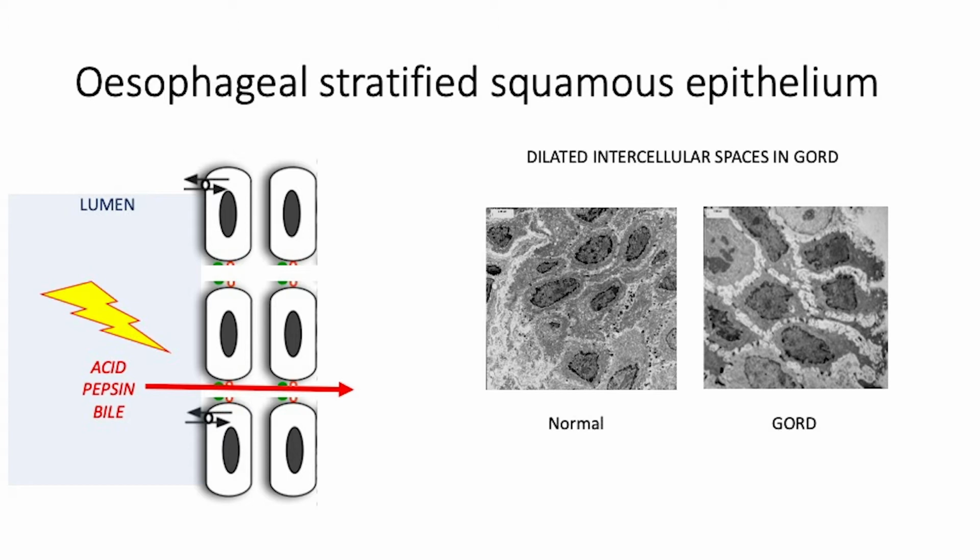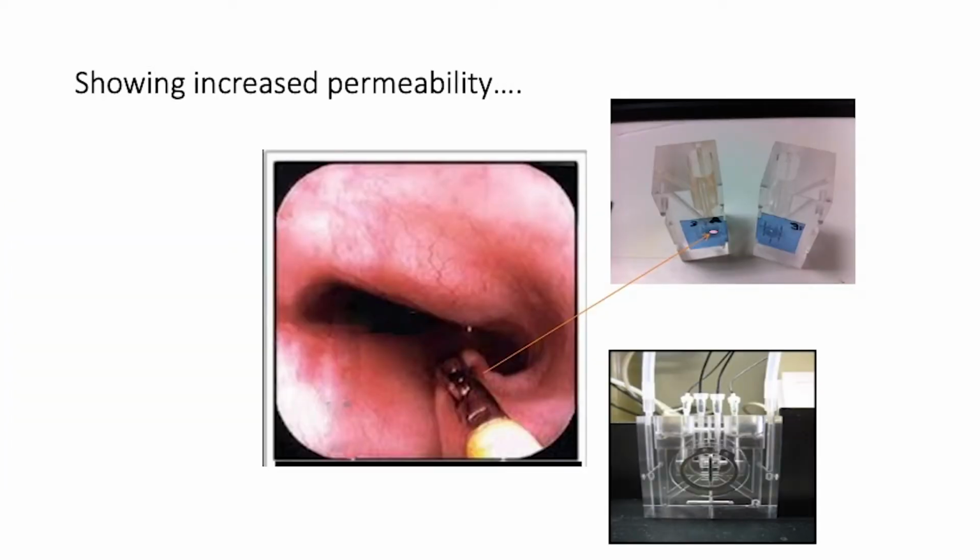In gastroesophageal reflux disease, including non-erosive reflux disease, we can see an increase in the space between the epithelial cells under electron microscopy, something called dilated intercellular spaces. In fact, we can show experimentally that exposure to acid increases the permeability of the esophageal mucosa. Biopsies are placed in the specialized chamber and exposed to acid.